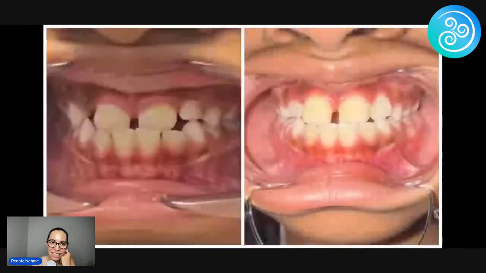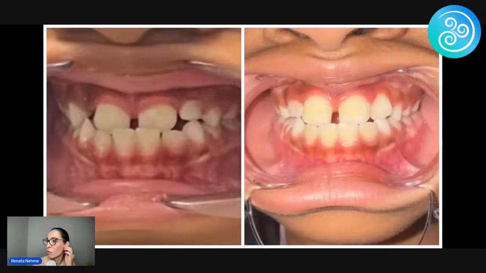And this is what she looks like right now. It is pretty incredible how this child changed, because as soon as I saw her, I was like, okay, forward pull face mask.